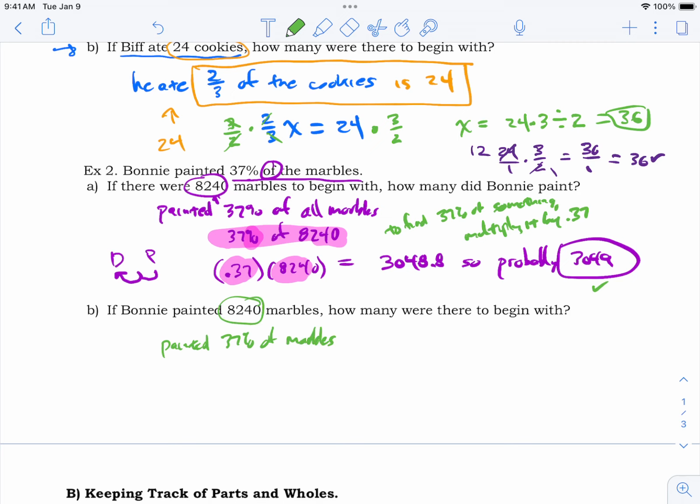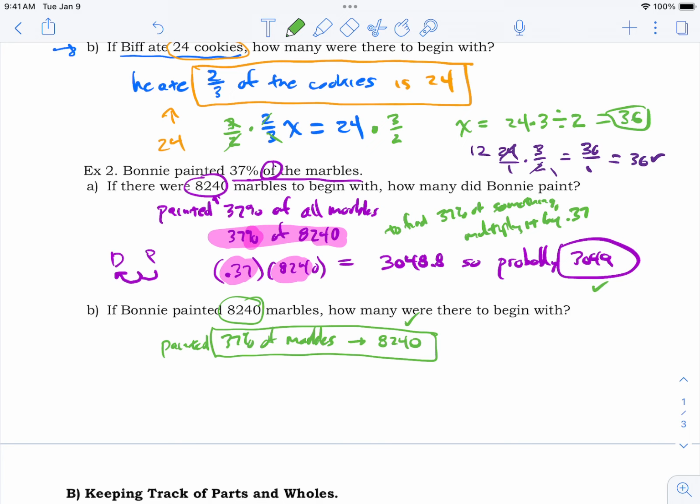Were these the collection of marbles that she started with? No, that's what she actually painted. So 37% of the marbles comes out to 8240 marbles. So now just focus on this part. 37% of the marbles that we started with got painted. How many got painted? 8240 got painted.